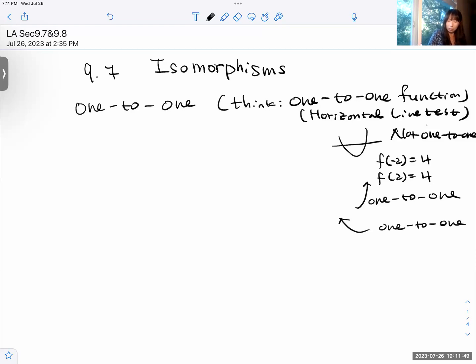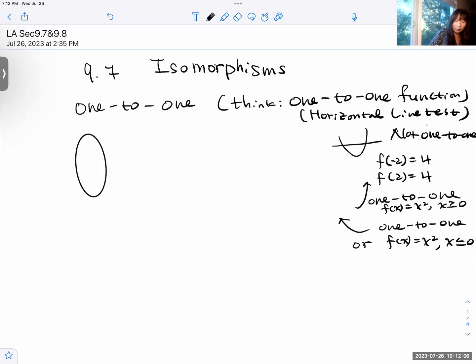So this is f of x equal to x squared, with x greater than or equal to 0, or f of x equal to x squared with x less than or equal to 0, right?